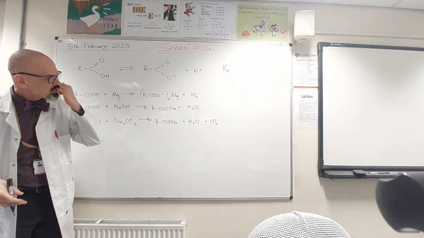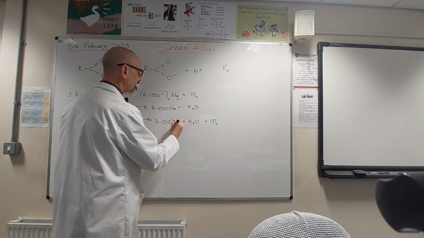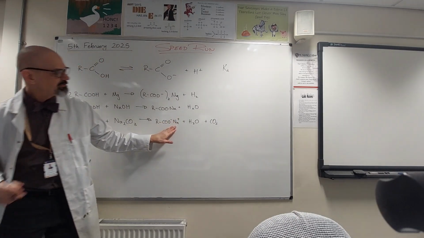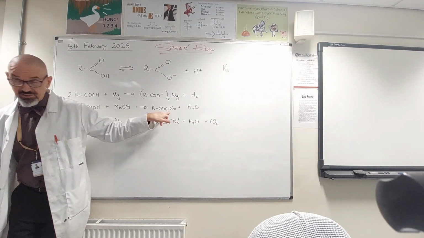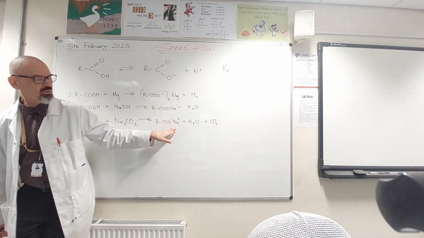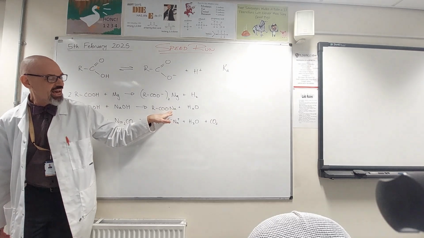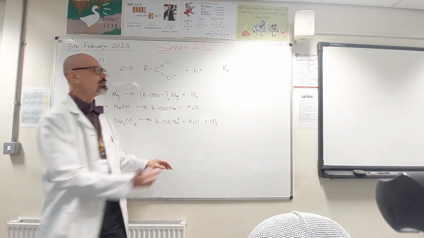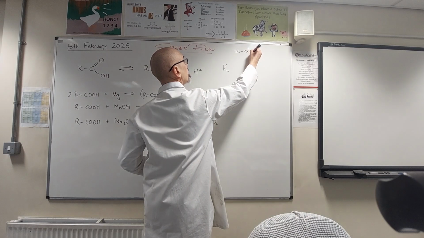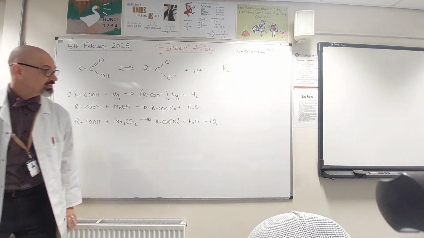If you're writing the formula for the salt, you can either do it with no charges or with both charges, but not just one charge, please. That would be wrong. So either COO minus Na plus or just COONa, but never with a covalent bond between the oxygen and the sodium.